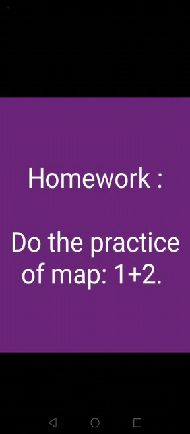So note down your homework. You will do the practice of map number 1 plus map number 2. Okay, you will learn it very well. You will learn the key box, the directions, and whatever is there on the map, you have to practice all of these things.